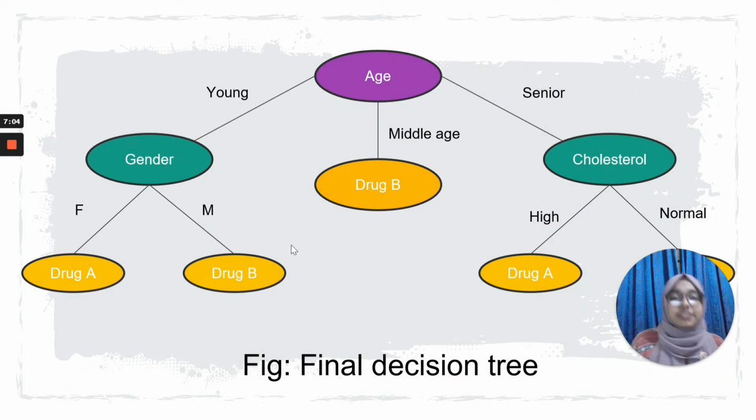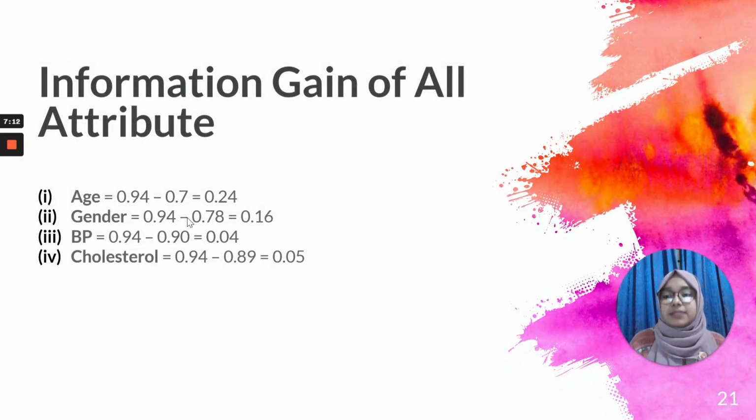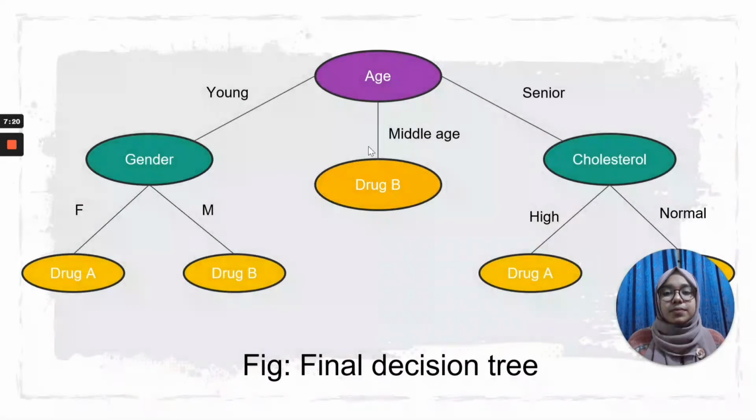Then we make a decision tree. Here we put age, but why do we take age? Here we can see the largest value is age, so we take the age attribute first. Then from this dataset we know that age has three types of values: young, middle age and senior. If we take young, then which child node do we have to go to?